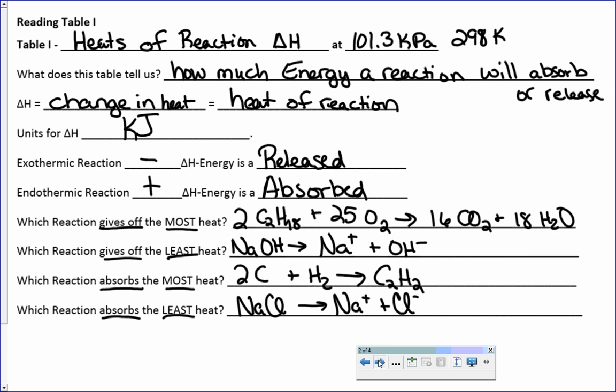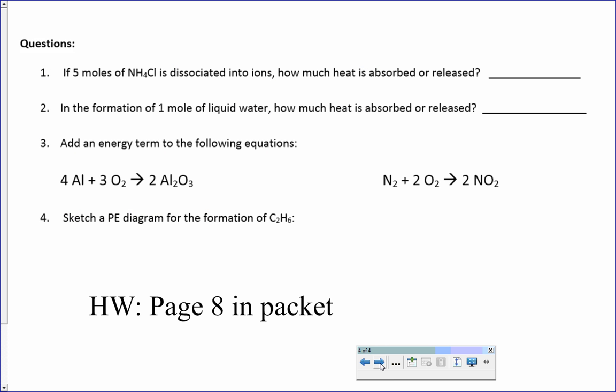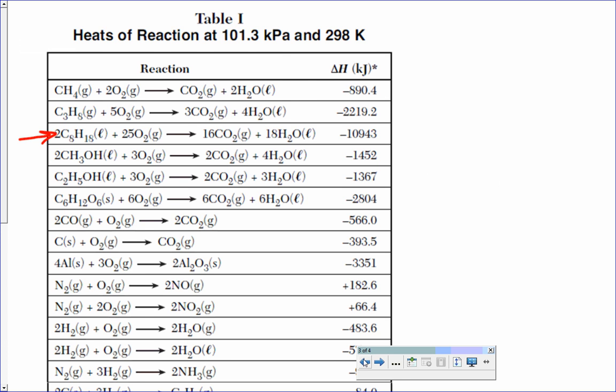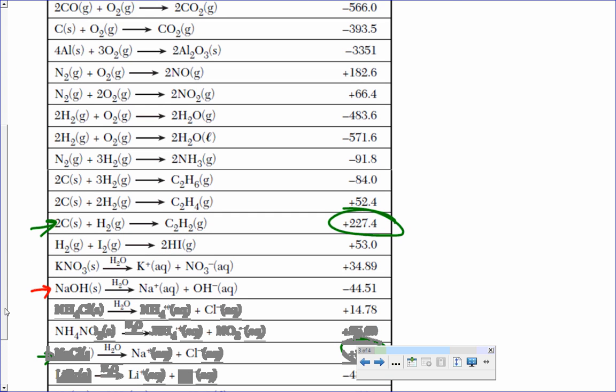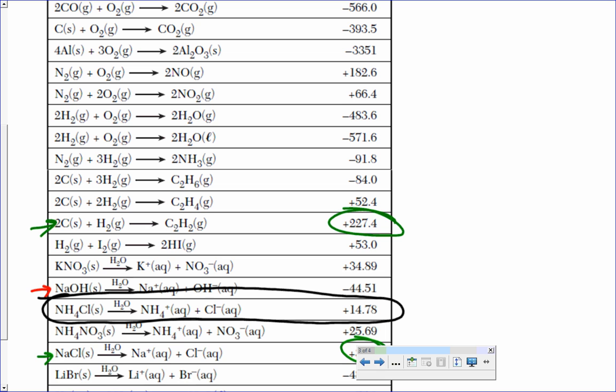Some typical types of questions that you might be asked based on this reference table are to determine things like, if 5 moles of NH4Cl is dissociated into ions, how much heat would be absorbed or released. So the first thing we're going to do is find this dissociation on Table I. When we scroll down and find this dissociation on reference Table I, according to how the reaction is written, this is going to absorb 14.78 kilojoules of energy.